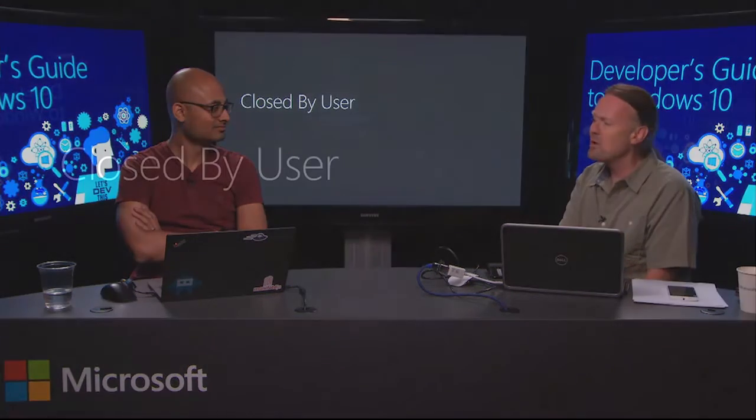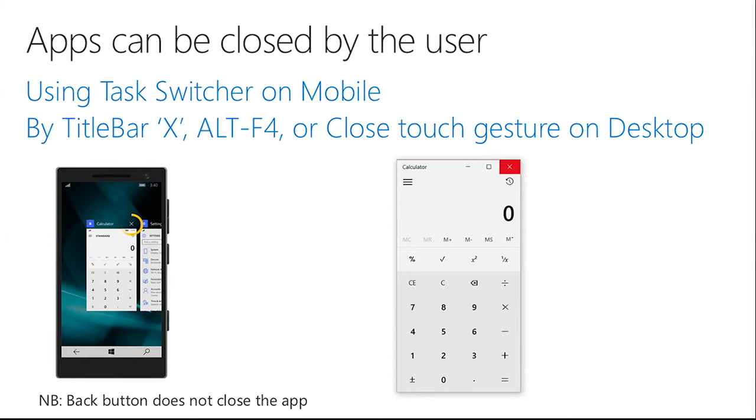Now the other one I haven't really talked about is close by user. So close by user, just so that you're aware of this as kind of completing the story. If the user closes an app using the task switcher on mobile, or hits the X on the title bar on desktop, or Alt F4, or the close touch gesture. Does anybody know that? Swipe down and hold until it rotates. Yeah, all of those actually do close an app. So the other way is, they just sort of end up suspended or eventually terminated.